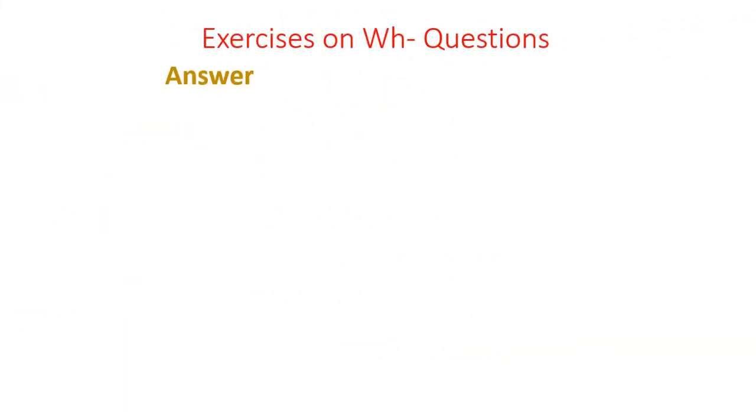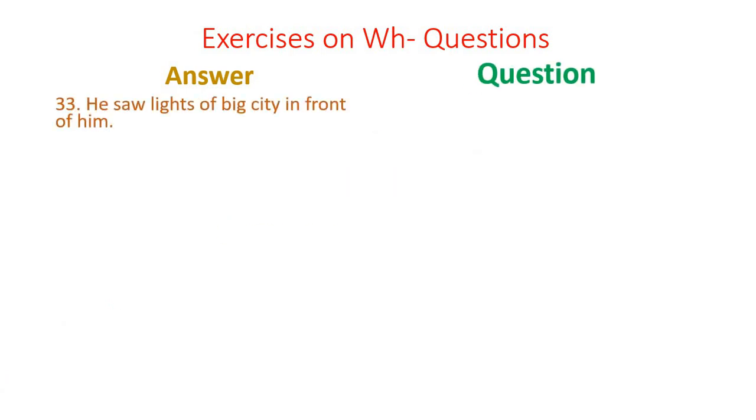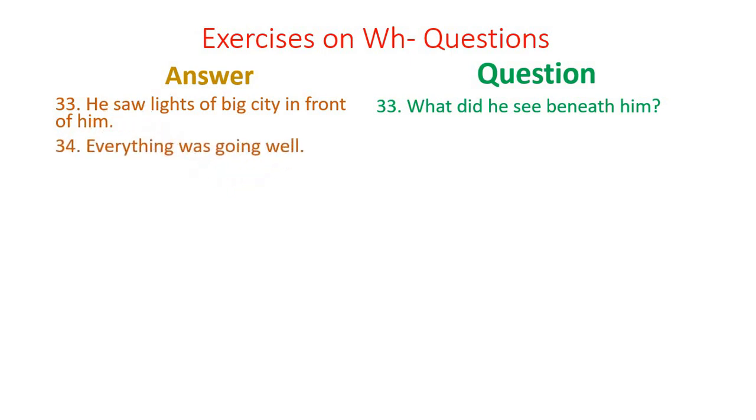Some more exercises are there in the same pattern. He saw lights of big city in front of him. And the question is, what did he see beneath him? Everything was going well. Question is, what was going well?